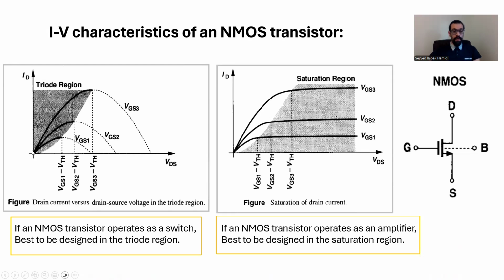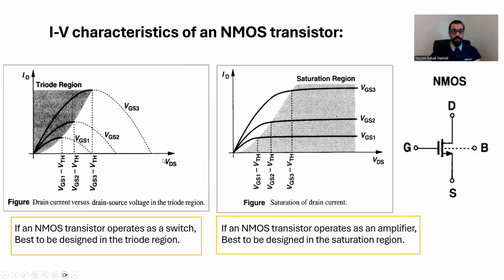This is the I versus V characteristic. By I, we mean the current that flows from drain to source. Imagine your source is grounded. And by VDS, again, we mean the voltage between drain and source, and if the source is grounded, it would be VD. Slowly, you increase the VDS, the drain voltage.